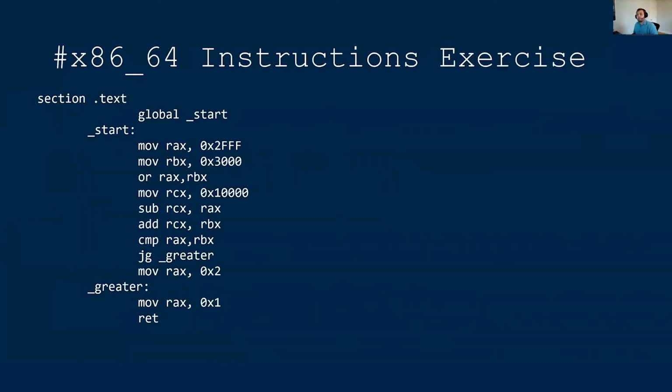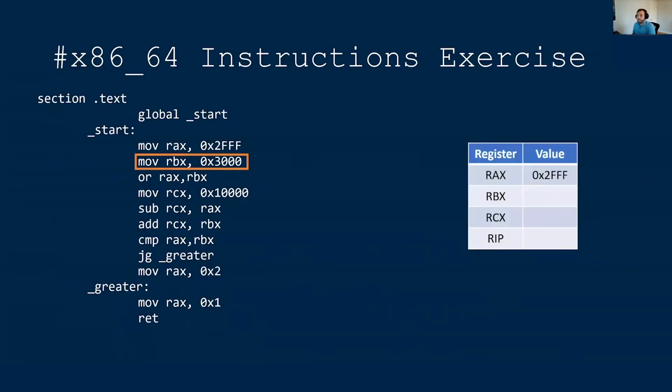To wrap up x86-64 instructions, we're going to walk through a very simple sequence of instructions to make sure we're all on the same page. The first instruction is going to move the value 2FFF into RAX. You'll see we have our real-time PowerPoint debugger here that's going to highlight what's going on as we go through this assembly code. The second instruction is going to move the hex value 3000 into RBX. Now we're going to OR those two values and store the result into RAX. You see that resulted in 3FFF in RAX.